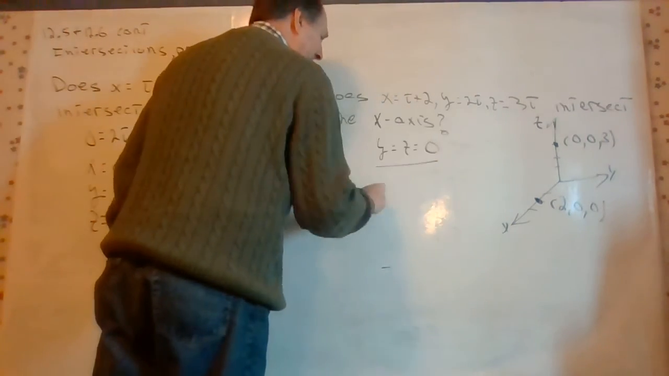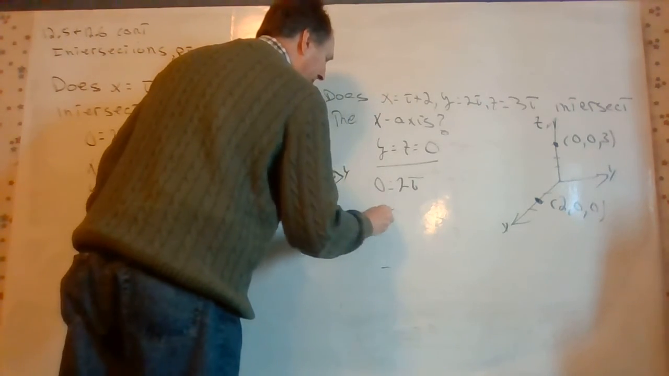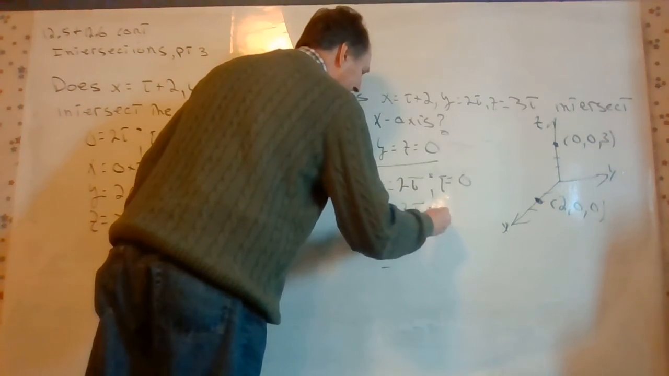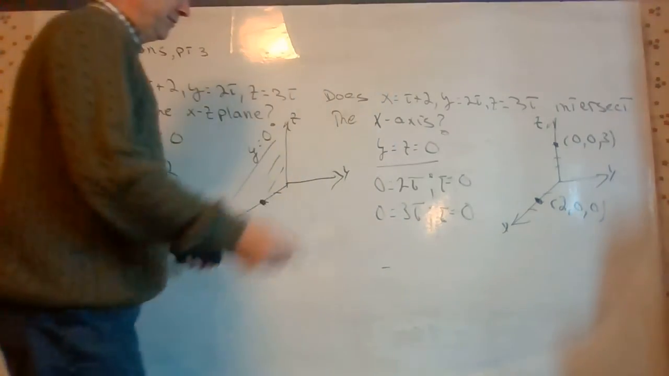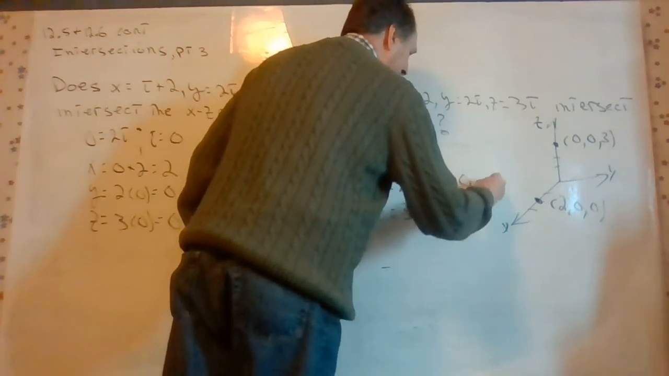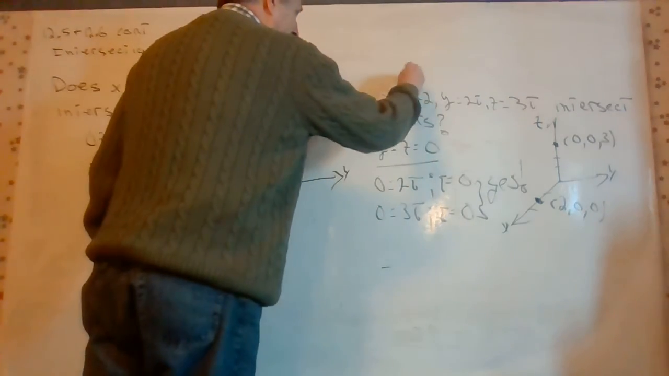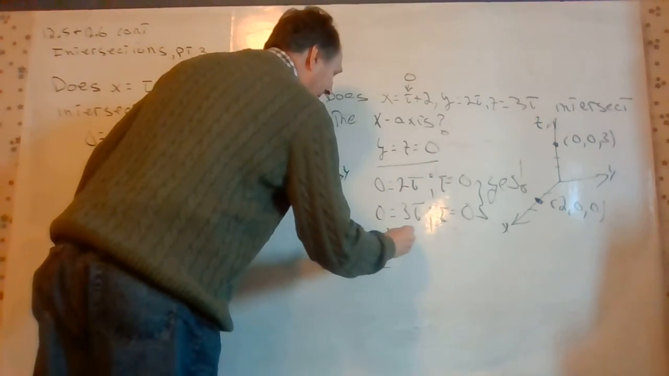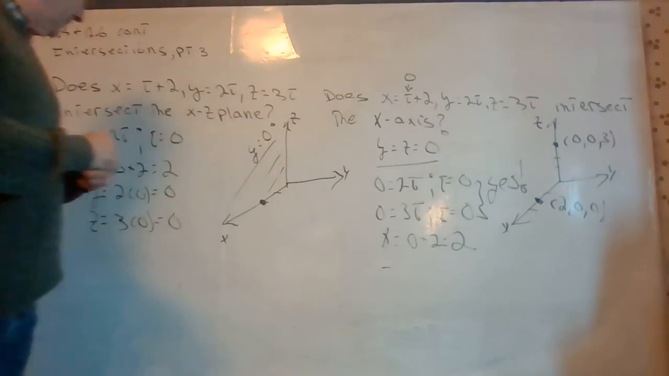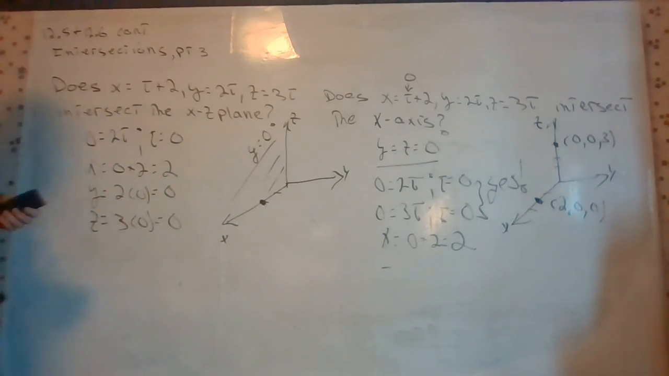So you can plug in here, 0 equals 2t. Plug in 0 here, 0 equals 3t. And guess what? We get t equals 0, t equals 0. We get the same value. t equals 0 makes both of these 0. So the answer is yes. You can plug t equals 0 in here, x equals 0 plus 2, or 2. And sure enough, we found this same point. Okay, that's all there is to intersections, part 3.